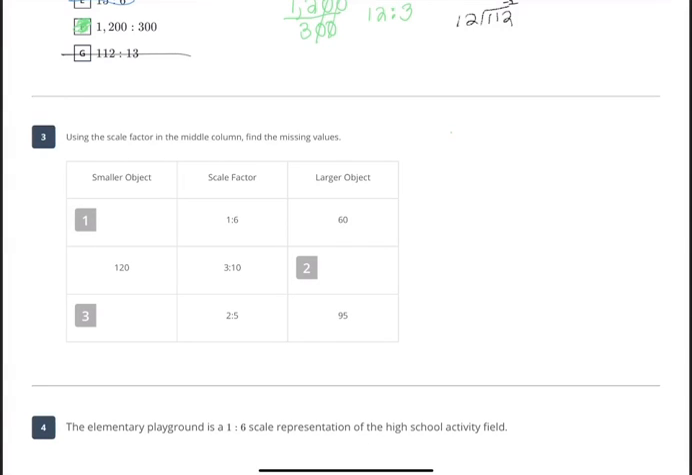Okay, guys, let's look at question 3. Question 3 says, using the scale factor in the middle column, find the missing values. There's not really much to annotate with this question because it's very direct. But it wants us to fill in this table in order to get it right. Now, notice that there's 3 empty blanks, okay?